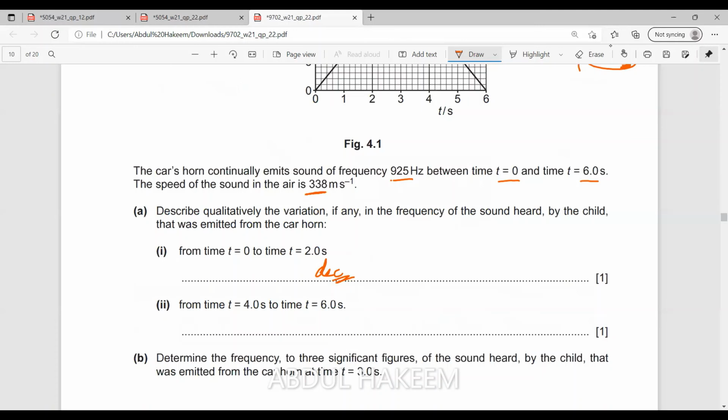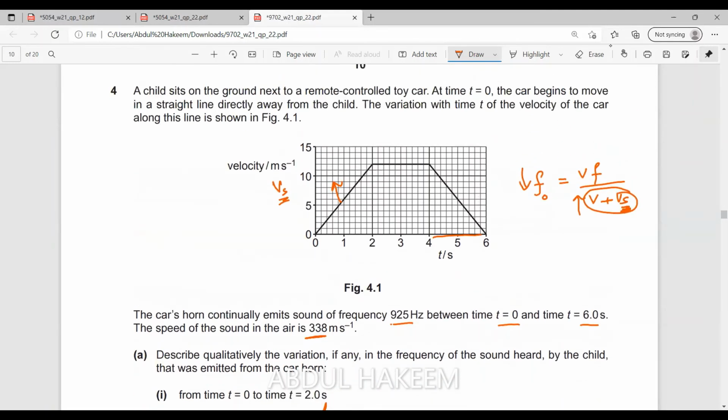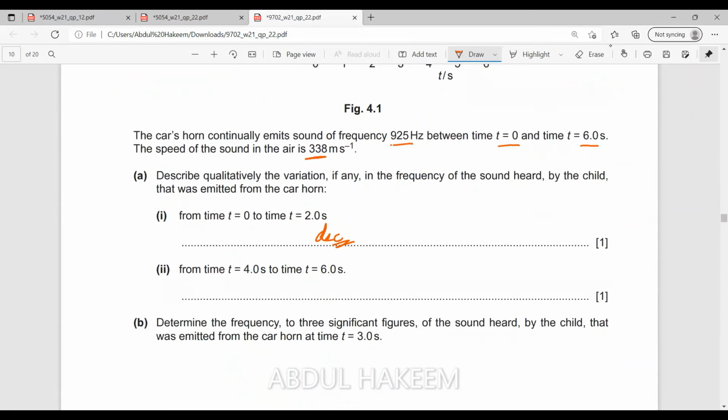From t4 second to t6 second, from 4 to 6, this vs is decreasing. So when this vs decreases, the whole denominator decreases. It means f0 increases. So this increases.